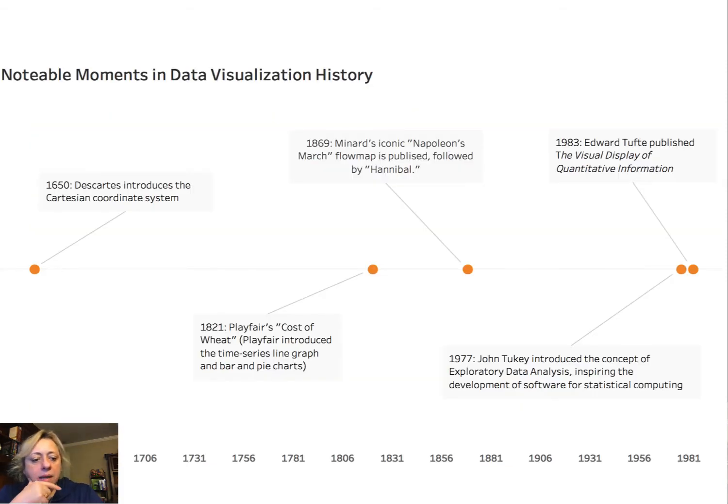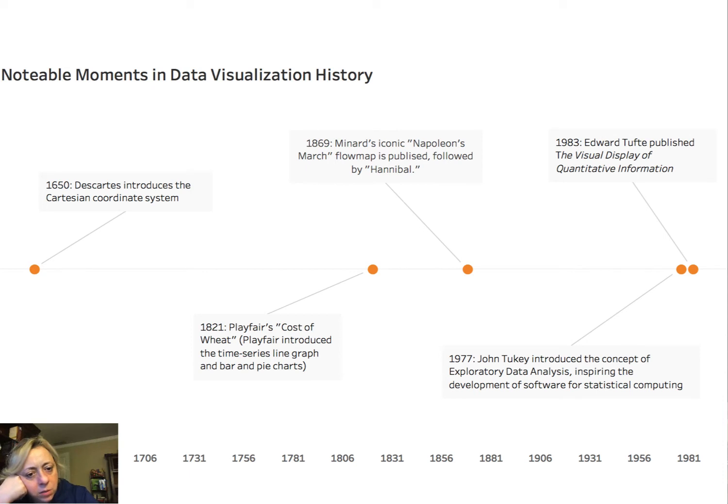Okay, besides that, if you look at the timeline of notable moments in data visualization history, in 1956, Descartes introduced the Cartesian coordinate system, which we are all familiar with. In 1821, Playfair's suite was introduced, and the line graph, bar chart and pie chart were in that era. So we're talking about between 1806 and 1831.